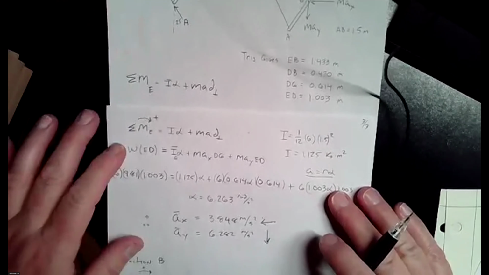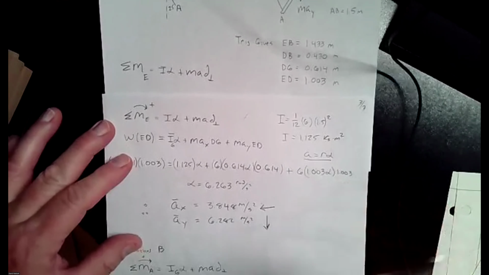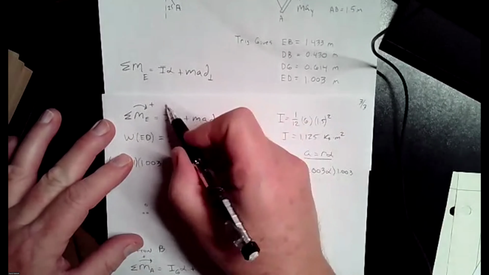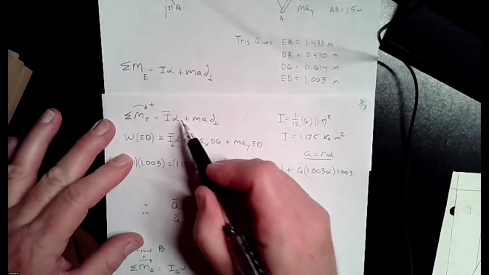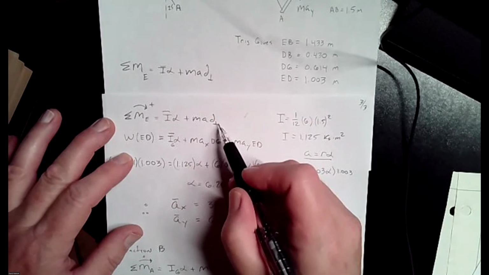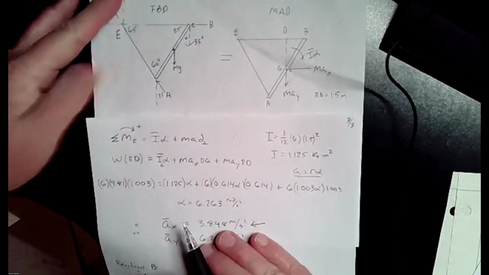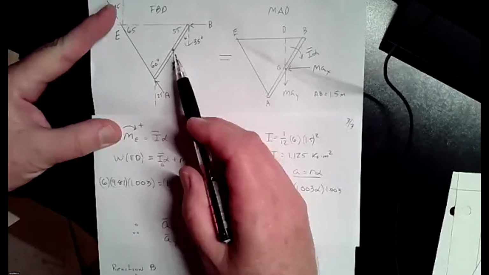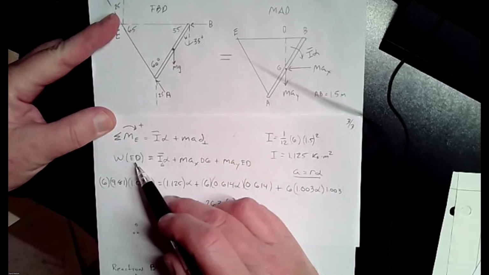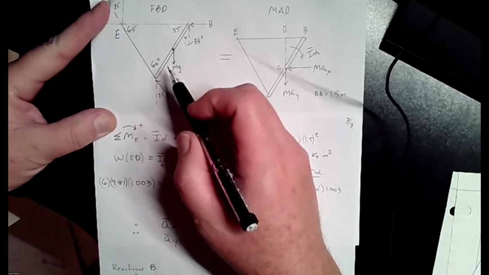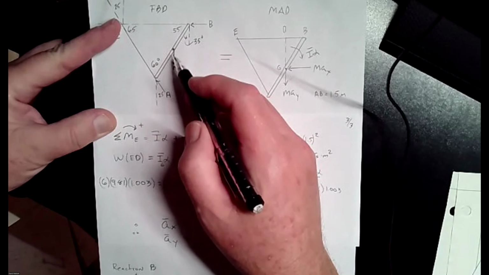So if I do that, I get something like this. And hopefully you've paused and taken a look. So if I sum the moments about E, there's my I alpha plus MAD perpendicular, which really is what? If we look at our diagram, then the only force we have on the FBD on the left side is the weight times the distance ED. And that would be this distance here.